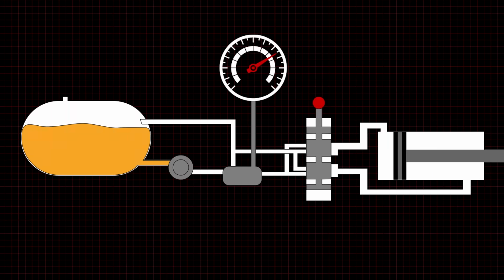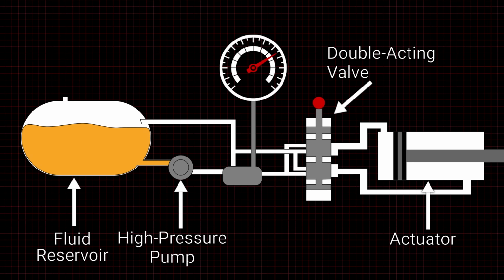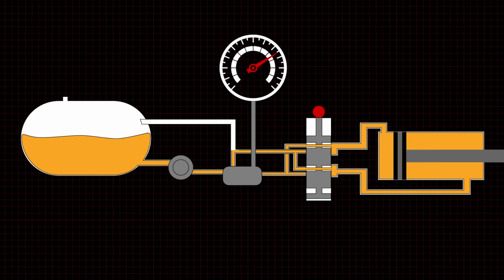Simple hydraulic systems use a high-pressure pump that draws fluid from a non-pressurized hydraulic fluid reservoir. A double-acting valve directs the fluid to the actuator. To prevent overpressure, a relief valve between the pump and valve bypasses fluid until needed. The entire system is flooded with hydraulic fluid.